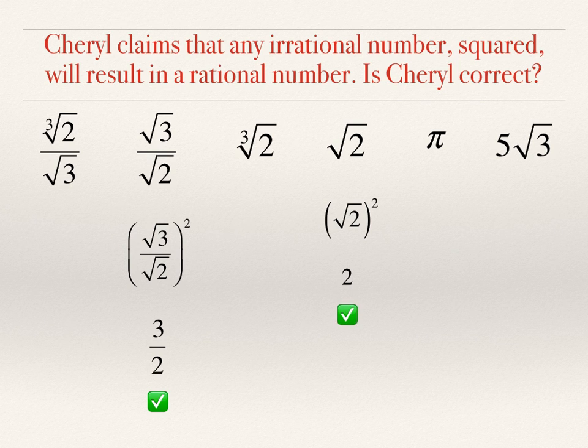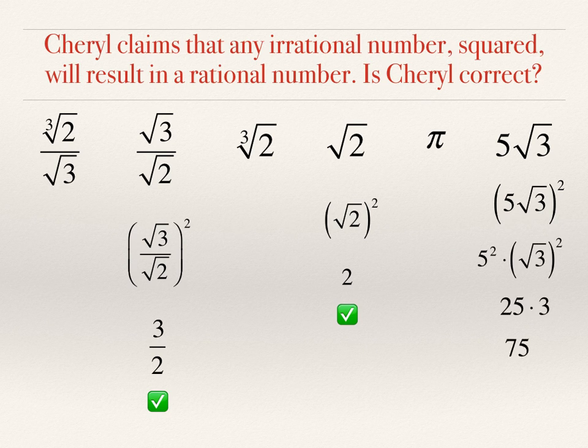Let's look at that last example, 5 root 3. Let's square it. So you're going to square each piece. We're going to square 5 and then square root 3. So that's 25 times 3, or 75. That's a rational number. So at first you might be inclined to think Cheryl is correct.